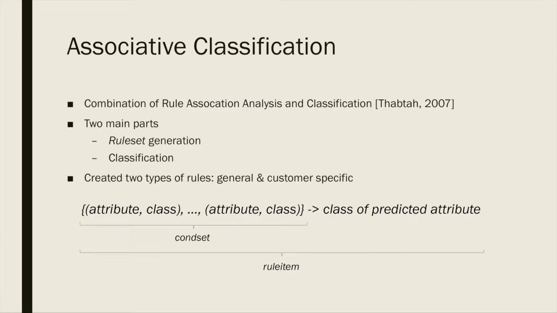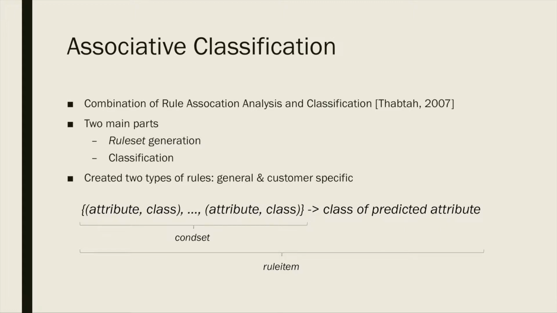So talking about what associative classification actually is now. In order to classify products and get a model output that was easily understood, associative classification was chosen as the type of data mining classification algorithm to implement. This classifier combines two commonly known data mining techniques, rule association analysis and classification. The difference between traditional rule association analysis and associative classification is that in associative classification, you're only searching for a subset of rules that imply the class of the predicted attribute.